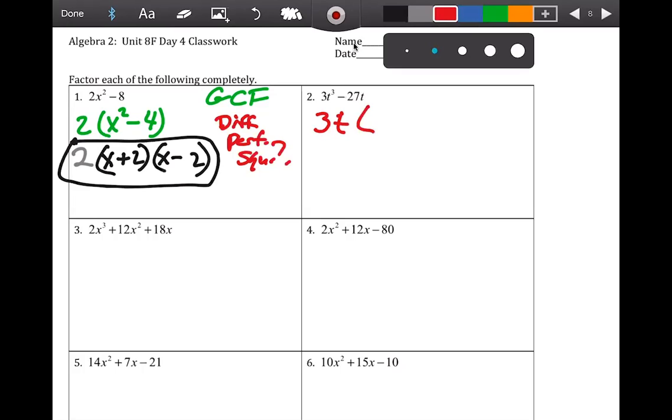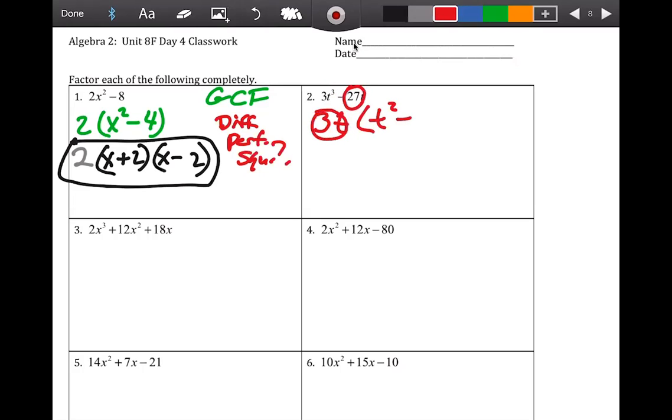Okay, so let's take the 3t out of there. The 3 divided by 3 gives 1, and the t cubed divided by t is t squared, minus 27t divided by 3t. Well, the t's cancel, and 27 divided by 3 is 9. Check to see if you're right. This times this gives you 3t cubed, and this times this gives you minus 27t. So we did the GCF correctly. All right, GCF is done.